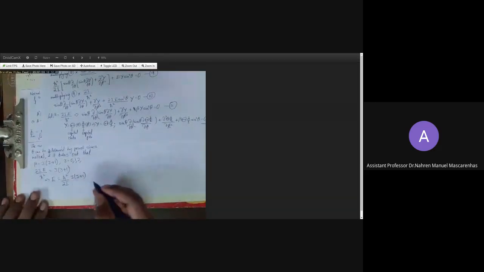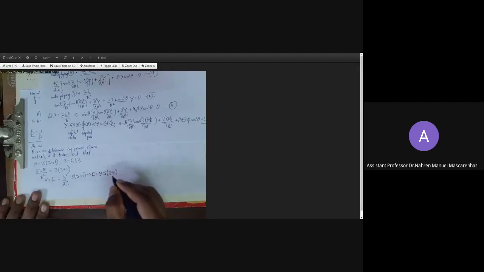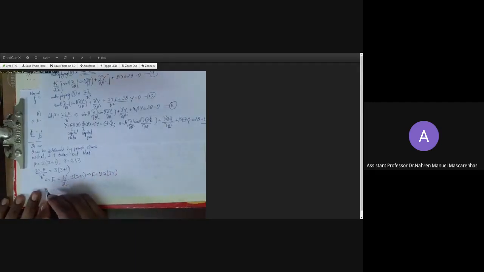So even simplified, we can write this as E equal to B into J into J plus 1, where B, which is equal to h cross square by 2I, is called the rotational constant of the molecule.